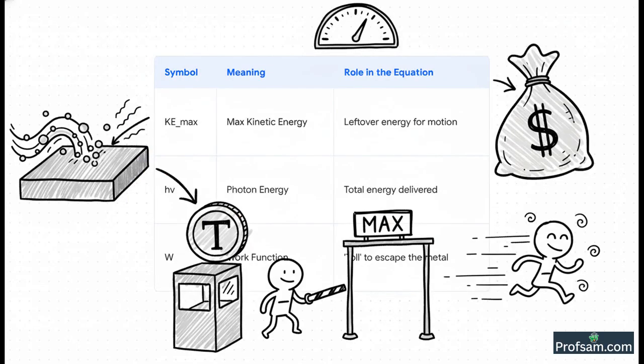Let's break it down term by term. Think of it like a simple money transaction. The h nu part, that's the total energy the photon delivers. It's like the money the photon gives to the electron.